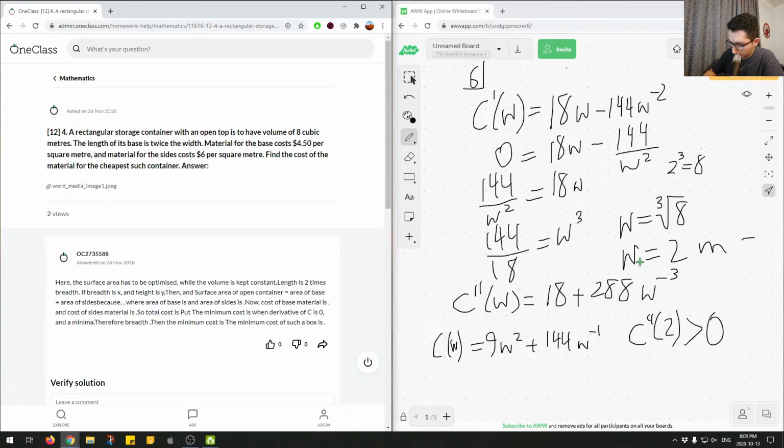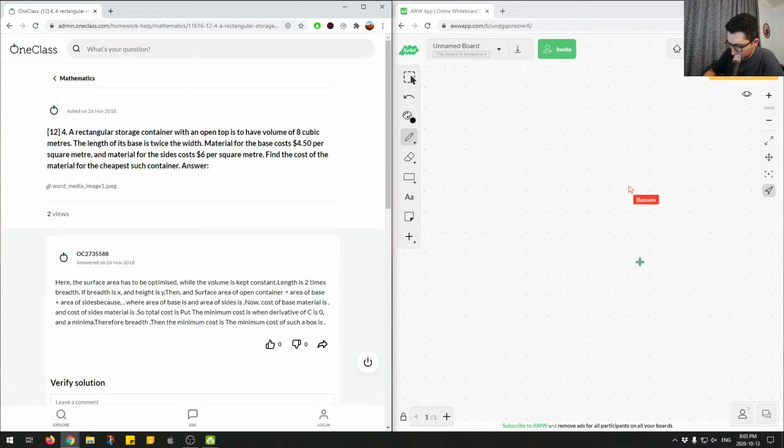So we'll clear the board for a second here. We know at w equals 2, the minimum exists. We're actually asked to find the cost of the material for the cheapest such container. So all we really need to do now is plug it back into the original equation, at w equals 2.